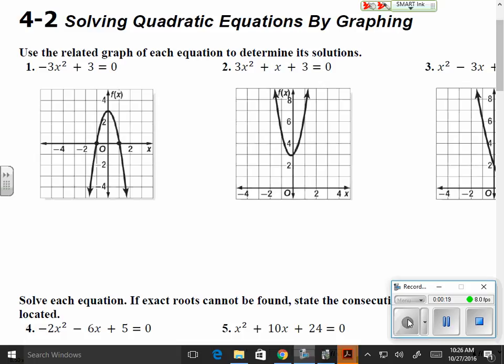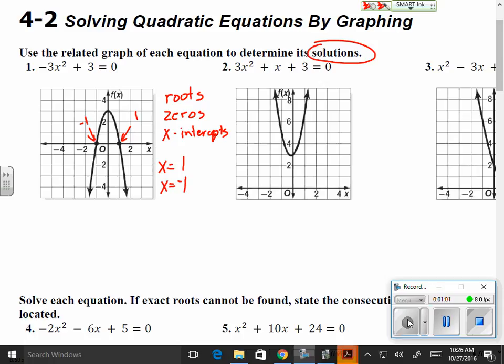The solutions of the graph, also known as its roots, also known as its zeros, also known as its x-intercepts. So where the parabola meets the x-axis is going to determine the solution to the equation. So this parabola meets the x-axis at -1 and at +1. So those will be my solutions, x equals 1 and x equals -1.